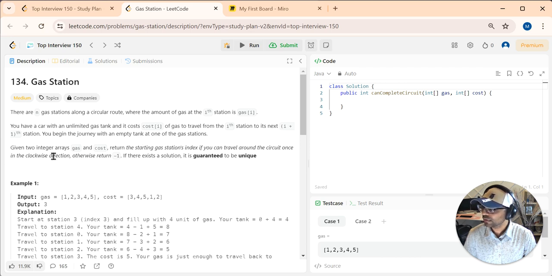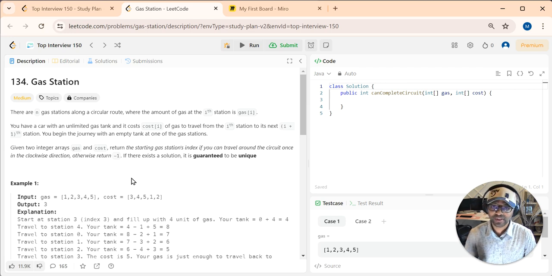Given two integer arrays gas and cost, return the starting gas station's index if you can travel around the circuit once in the clockwise direction, otherwise return -1. If there exists a solution, it is guaranteed to be unique.